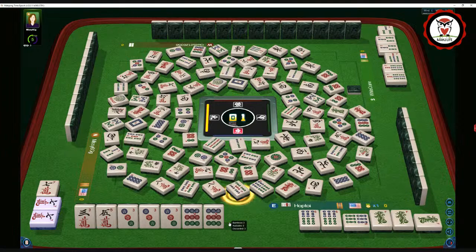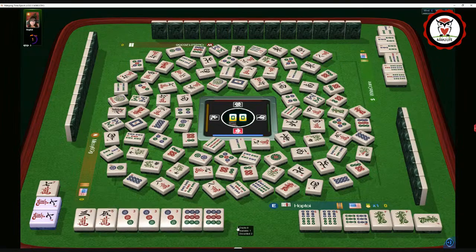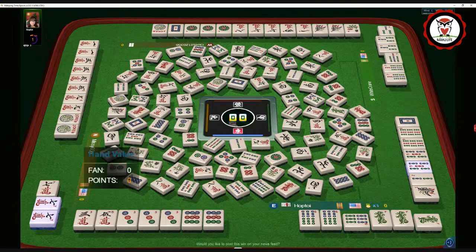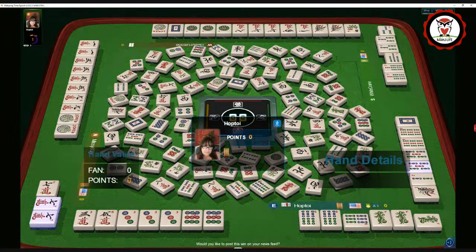5 bamboos. Oh boy. Oh, 8 crack. Nobody wanted that. 8 characters. Okay, let's go check it out. Wall game. It's a draw.